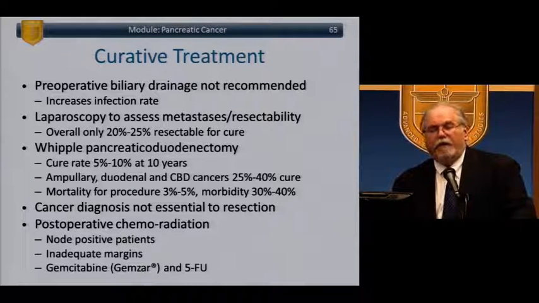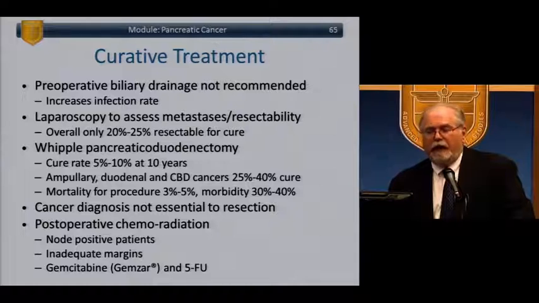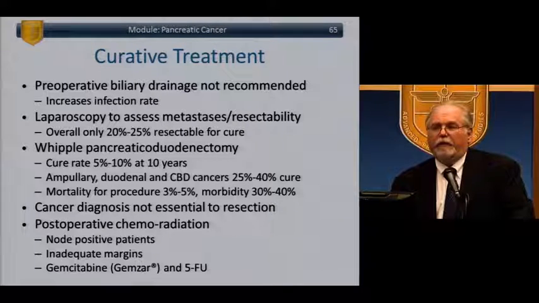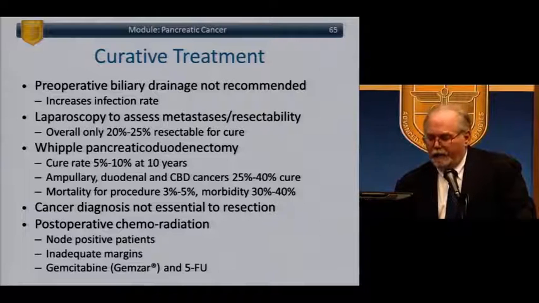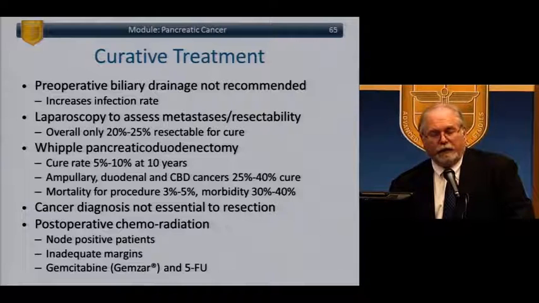Typically, the current regimen uses gemcitabine and 5-FU. Some people will use a taxane as well. And add to that also.